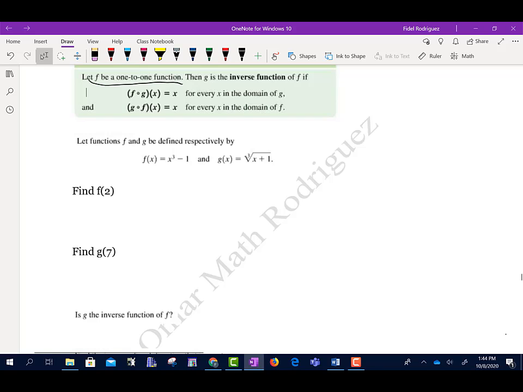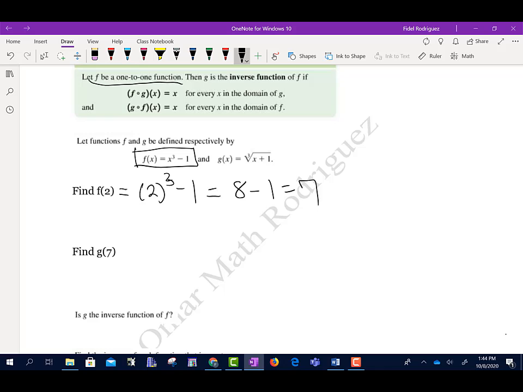It says, let f and g be functions defined respectively by f of x equals x to the third minus 1, and g of x is equal to the cubic root of x plus 1. The first thing we're trying to find is f of 2. So remember what we're going to do. We're going to come back over here, and everywhere we have an x, we're going to put the number 2. So 2 to the third, minus 1. 2 to the third means 2 times 2 times 2. That's 8, minus 1. That gives me 7.